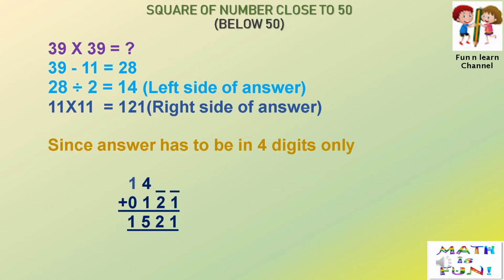Let's try one more problem. 39 into 39. As we can see, 39 is 11 less than 50. So when we subtract 11 from 39, we'll get 28. And when we divide 28 by 2, we'll get 14, which will make our left side of the answer. And 11 into 11 is equal to 121, which makes our right side of the answer. But as I told you earlier, the answer has to be in 4 digits only. So we will add 14 blank blank plus 0121. So it will be 1521. So the answer for 39 into 39 will be 1521.